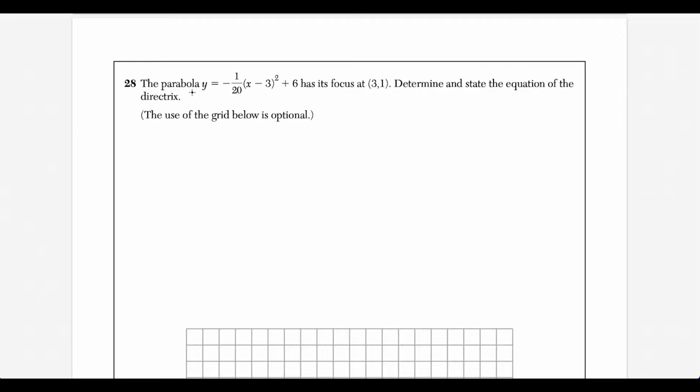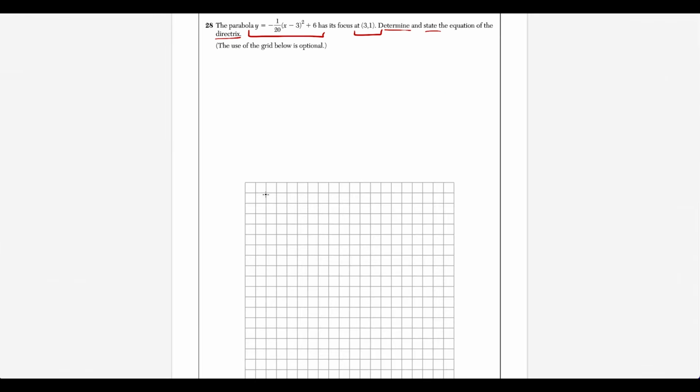Question 28, we have this parabola and we have a focus of 3, 1, and we need to determine and state the equation of the directrix, and the use of the grid is optional, but we are definitely using that grid. So me personally, when I do questions like this, I like to use the grid because the concept of a parabola is very visual. I have trouble memorizing all the formulas, especially the formulas for the focus and directrix, but I know what a parabola is and I know how to draw this stuff out. So what we have here is the focus is at 3, 1. So I'm going to go over 1, 2, 3. And I'm going up 1 unit, and that's the location of our focus.